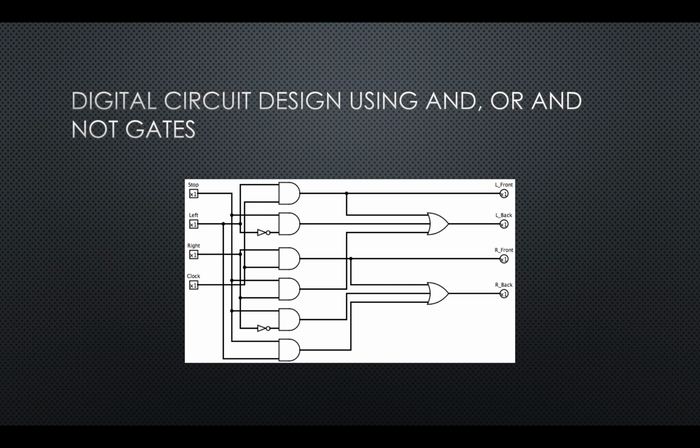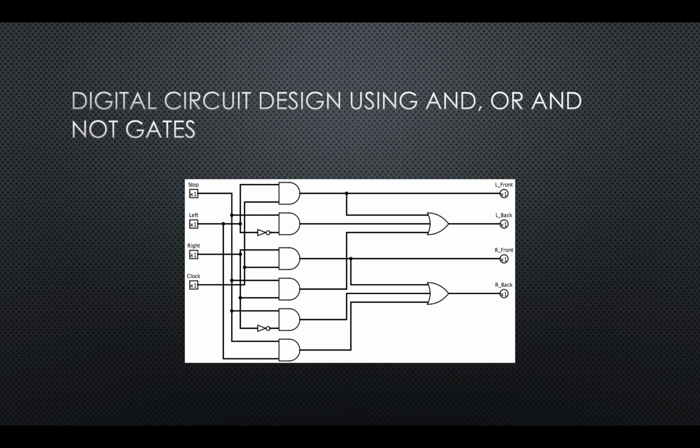These also connect to my first OR gate, giving me the equation for the left backlight, which is LC or SR. My fourth, fifth, and sixth AND gates are connected to the second OR gate for my right back equation, which is RC or SL or SR naught. The fourth AND gate combines right and clock, so RC, which, as you can see, is the equation for the right front light.